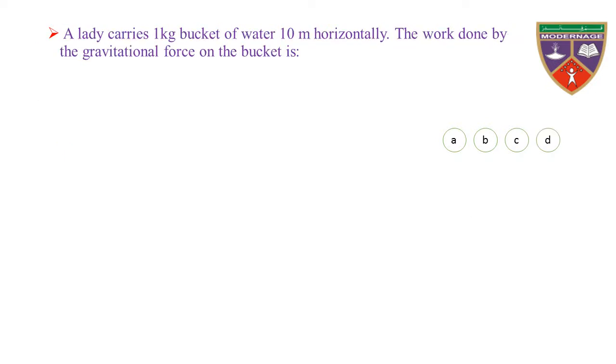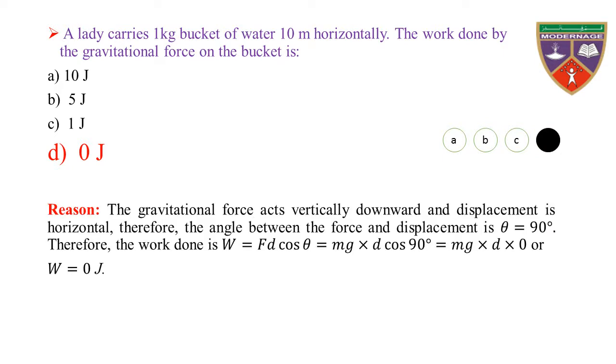A lady carries 1 kg bucket of water 10 meter horizontally. The work done by the gravitational force on the bucket is option A 10 joules, option B 5 joules, option C 1 joule, option D 0 joule. The key is 0 joule. Therefore, the correct option is D.